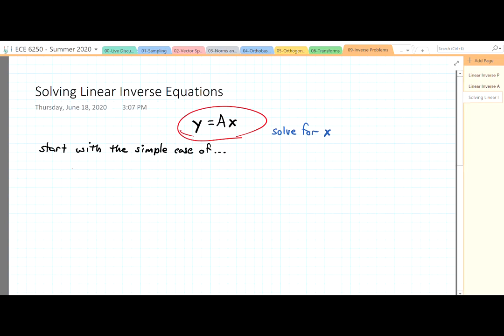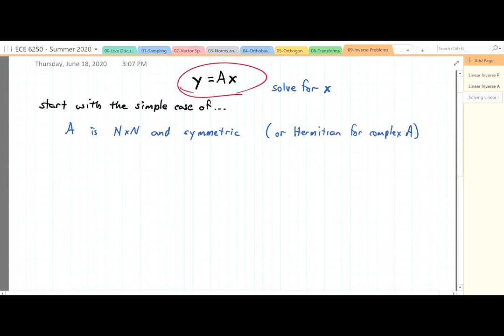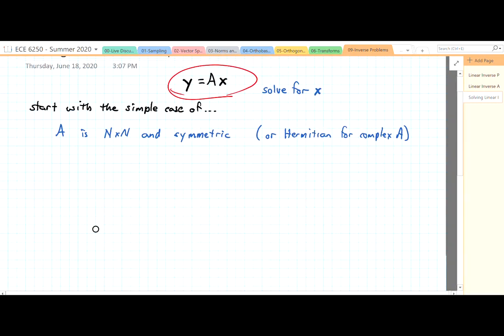So in this case, we'll have A is n by n, so it's square, and symmetric, or for complex entries or matrices, it would be Hermitian. So this is our simple case. Let's take a look at what this gives us. Start with the definition.